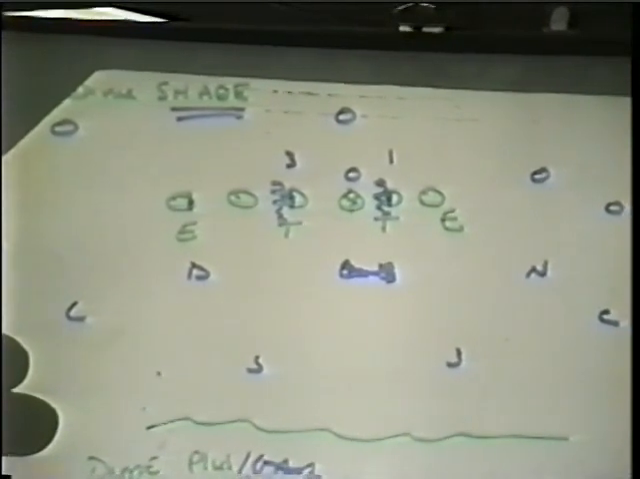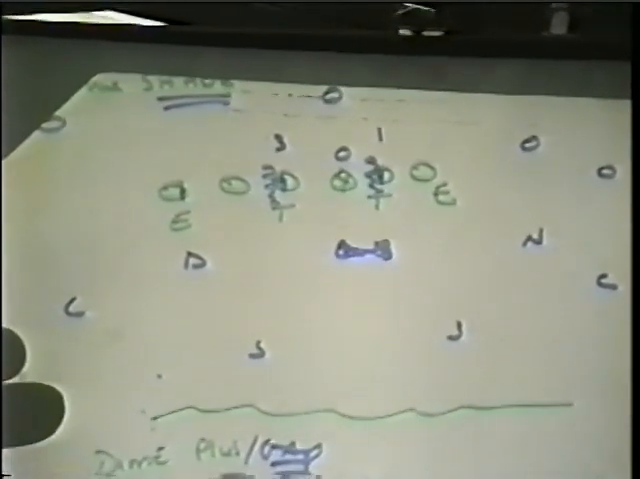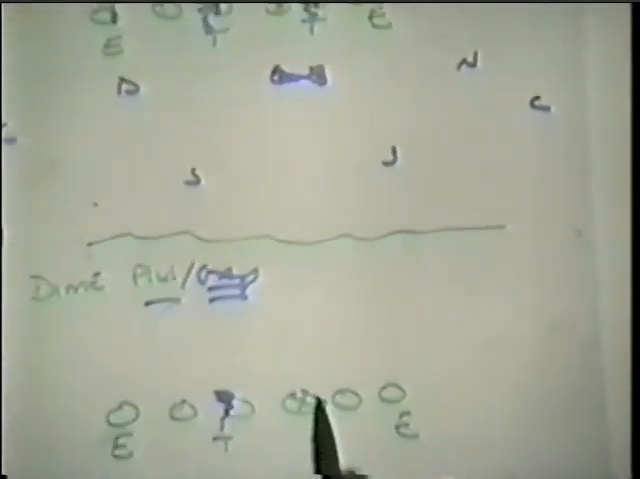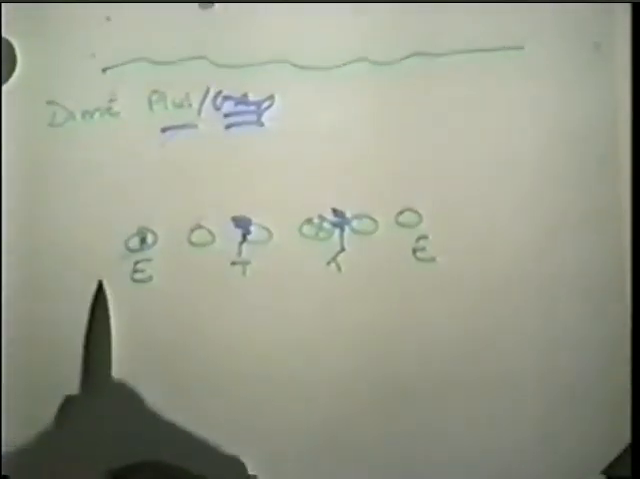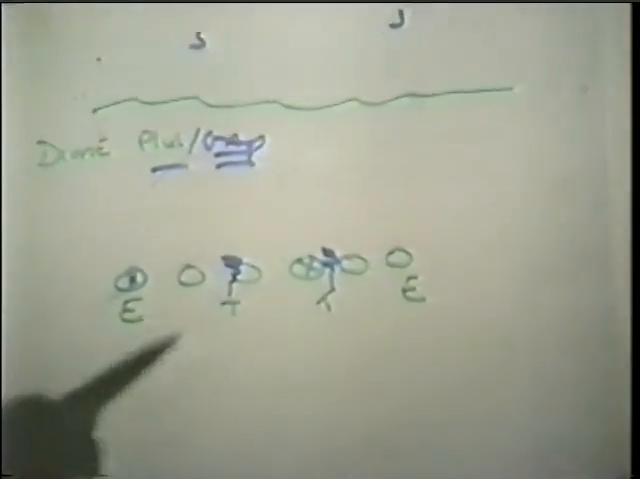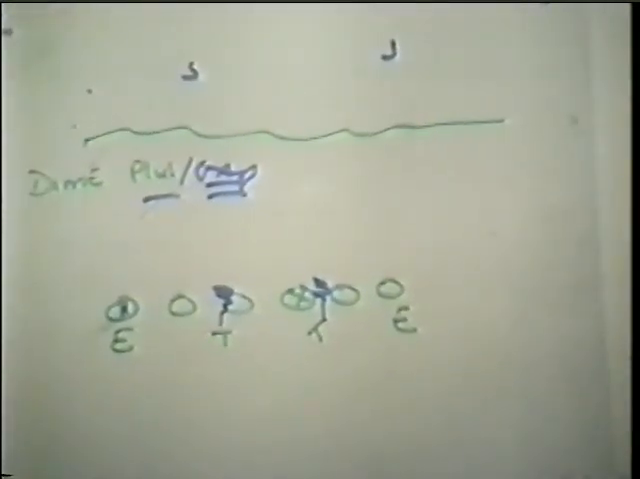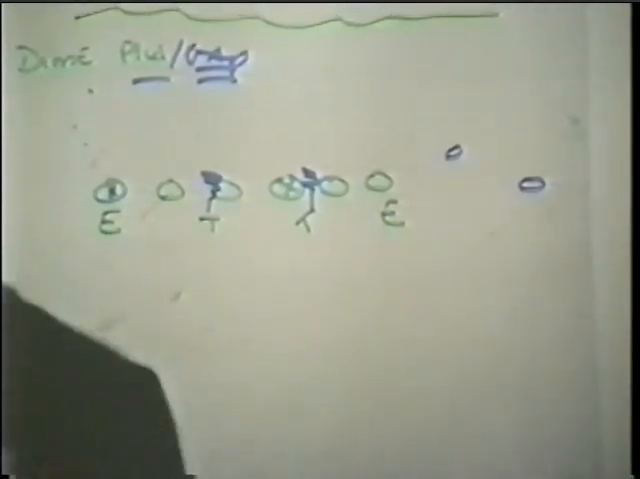When we call shade, or as I get down here, dime gap or dime plus, we want these guys playing run. We don't want them racing up the field. We want the 7 technique. Instead of this guy being outside, we got him in the 7 technique in those defenses. We want them to play run first and react to the pass.